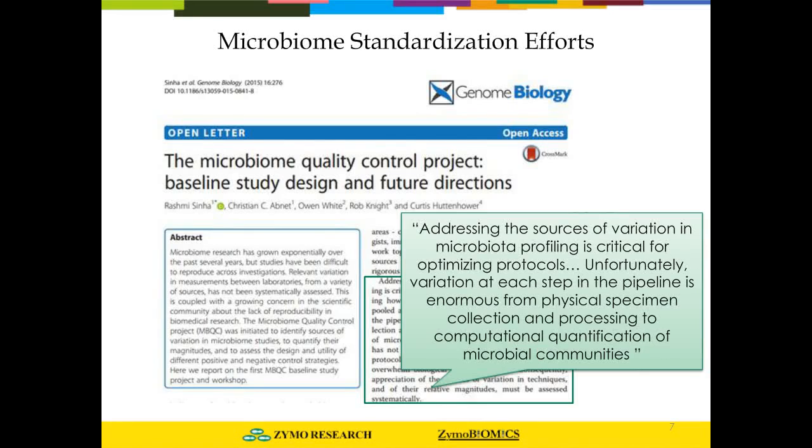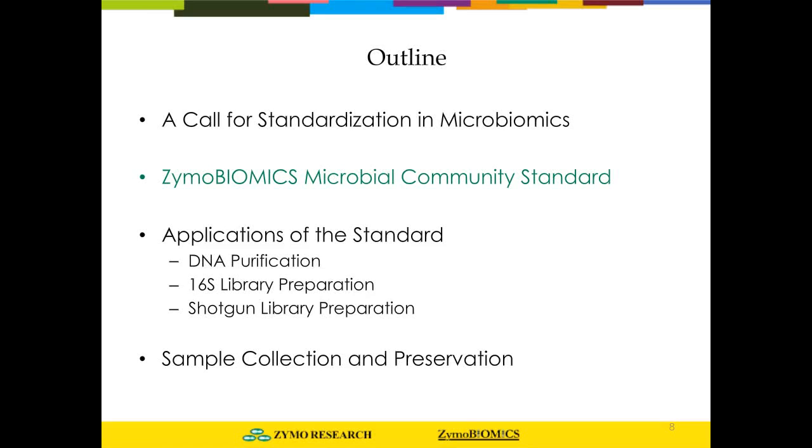This is a paper published by the MBQC project, and it says, addressing the sources of variation in microbiota profiling is critical for optimizing protocols. Unfortunately, variation at each step in the pipeline is enormous, from physical specimen collection and processing to computational quantification of microbiome communities. So in order to address the bias in the microbiomic workflow, the use of reference material is necessary. The ZymoBIOMICS Microbial Community Standard is a product that we released last year. It is an answer to the urgent need for reference material for microbiomics measurement.